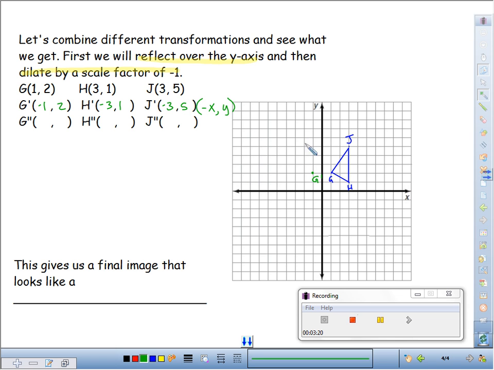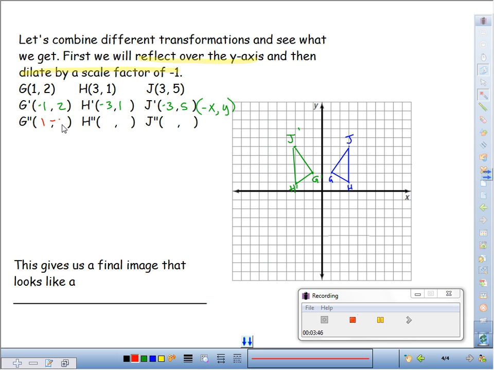So there's G prime, J prime, and H prime. Connecting those points. Now the next thing we're going to do, we're going to dilate it with a scale factor of -1. So when I'm dilating a figure, that means I'm going to always multiply it by the scale factor. So -1 times -1 is a +1.